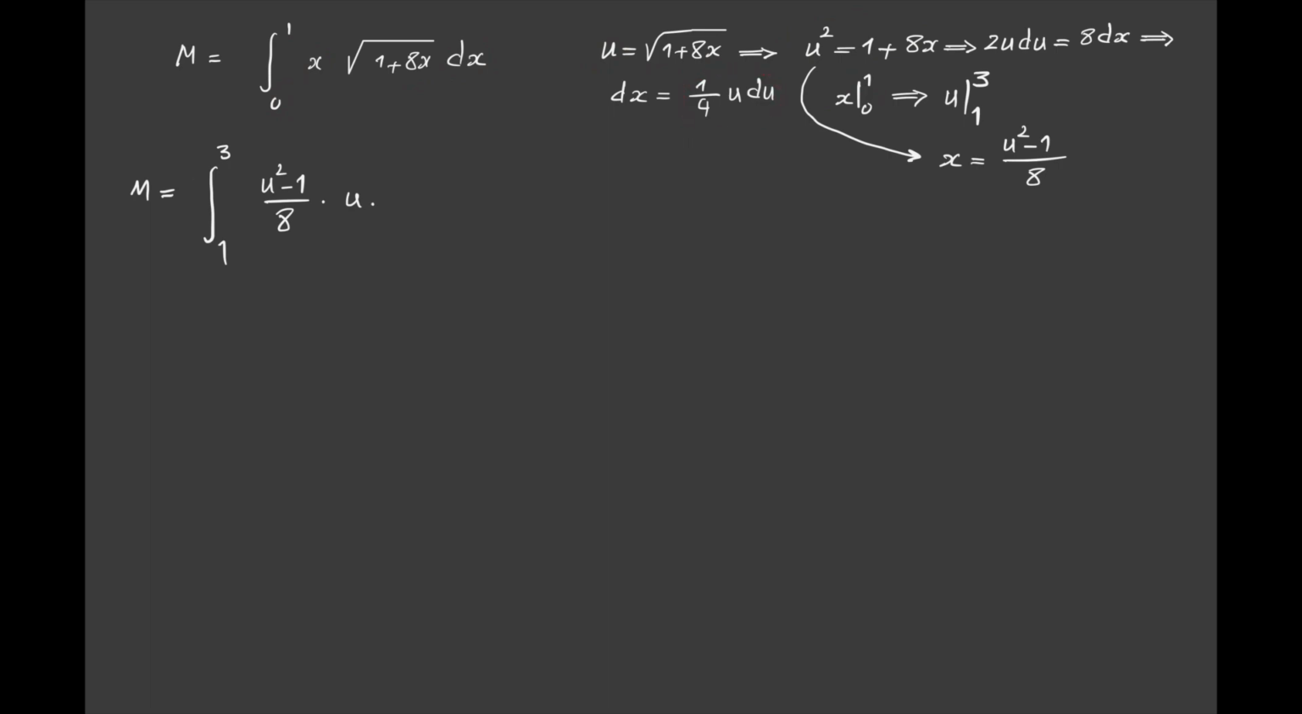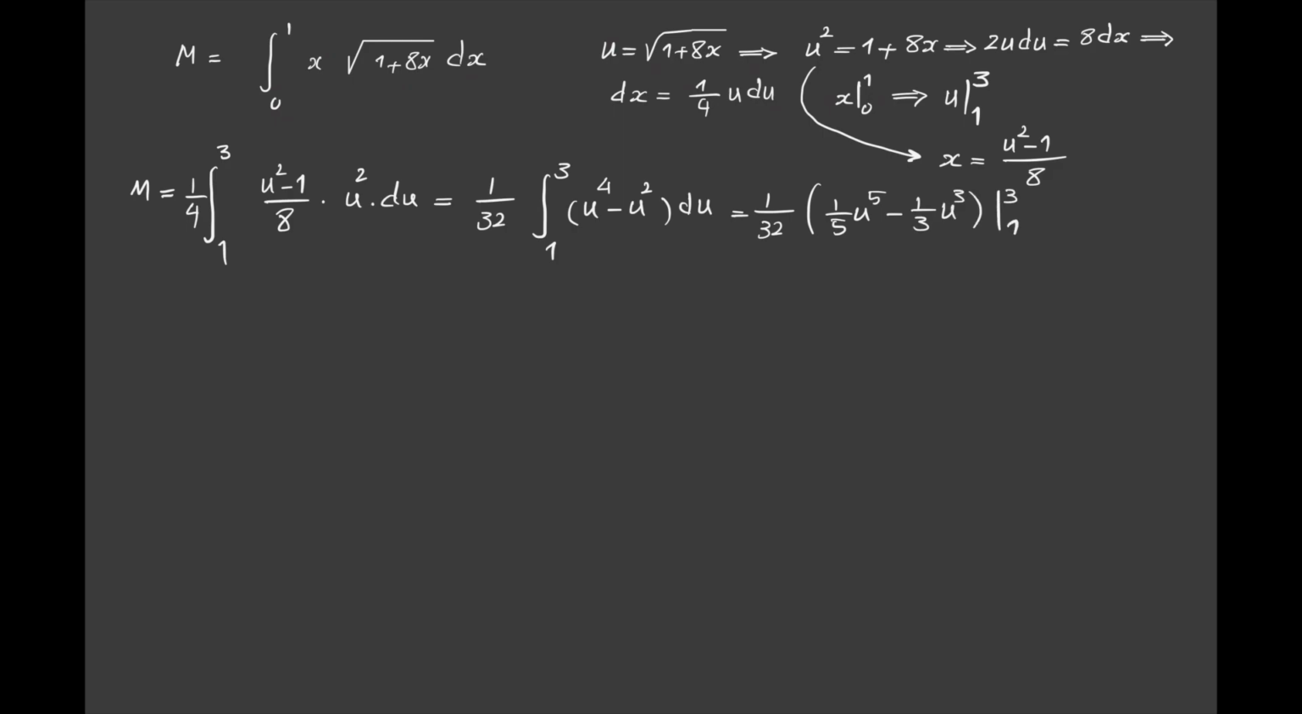So what happens? That 1 over 4 goes outside. That u you see here will be multiplied by that u. It becomes u squared, then I have du. And this 1 over 8 goes out, so it becomes 1 over 32, integral from 1 to 3. And then when I multiply u squared in, it becomes u to the power of 4 minus u squared, and then I have du. But then the integral is simple here, so this becomes 1 over 32 times (1 over 5 u^5 minus 1 over 3 u^3). And then it goes from 1 to 3.